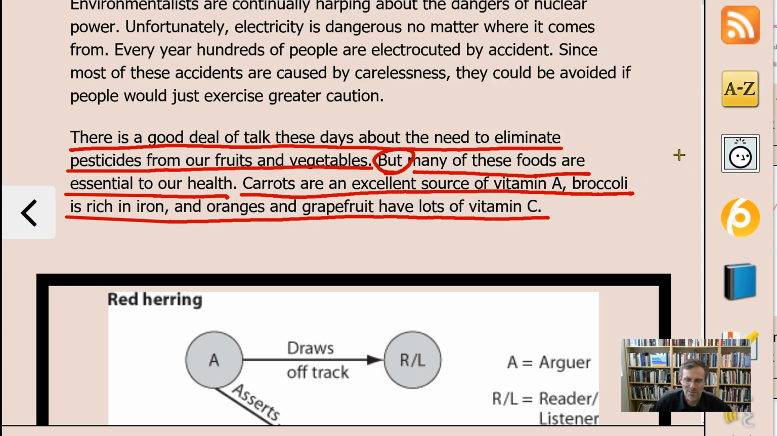So we've changed the subject from talking about pesticides specifically to generalized questions about whether or not we should be eating fruits and vegetables. If I get pulled into that secondary discussion, I may lose track entirely of what the original argument was about, and so I might start agreeing with the secondary argument, even though it's not really relevant to what was being argued in the first place.